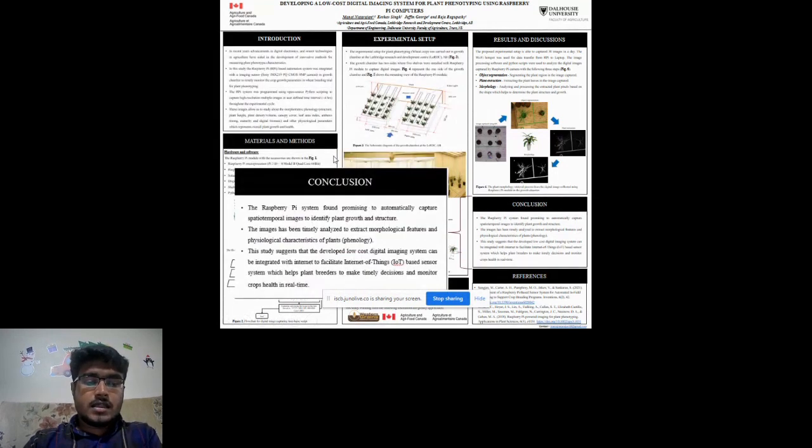Moving on to the conclusion, the Raspberry Pi system was found promising to automatically capture spatiotemporal images to identify plant growth and structure. The images have been timely analyzed to extract the morphological features and physiological characteristics of the plant. These studies suggest that the developed low-cost digital imaging system can be integrated with an Internet of Things based sensor system, which helps plant breeders make timely decisions during plant growth, whether in winter season or in spring season.